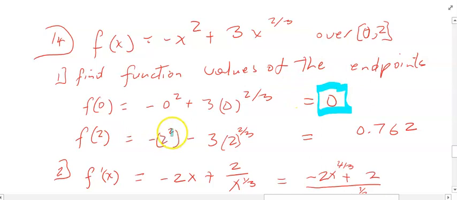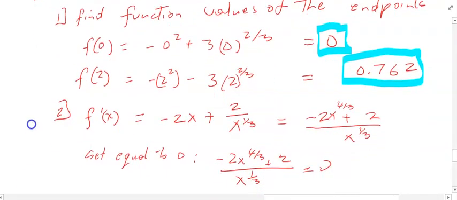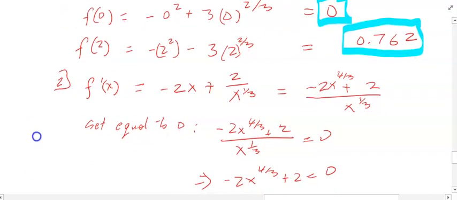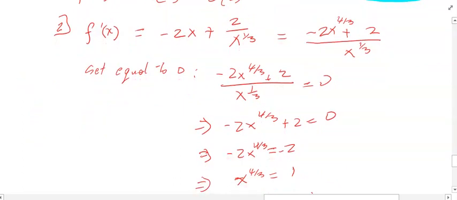f of 2 is equal to -2 squared plus 3 times 2 raised to the 2/3, and if you put that in your calculator, that should give you 0.762. So we found the function values at the endpoints. Next, we're going to find the function value within the interval, but not including the endpoints, at a critical point within the interval. What is the critical point? The critical point is where we find our derivative and set that equal to 0. Finding that x value will give us our critical point.